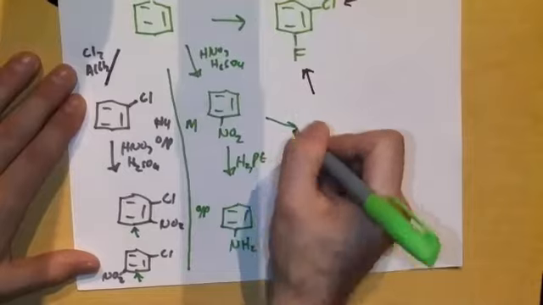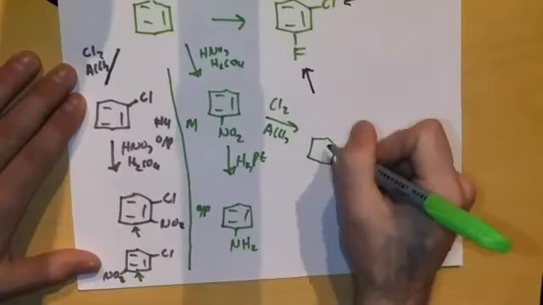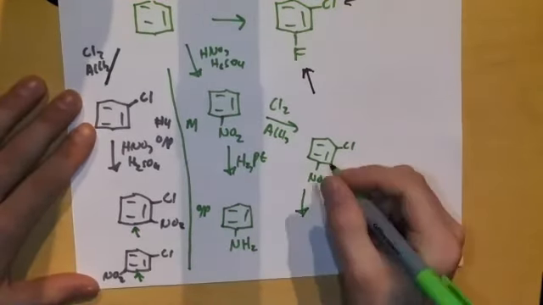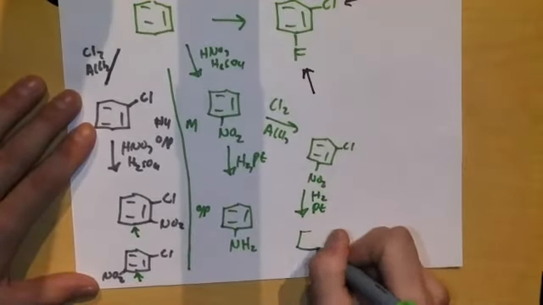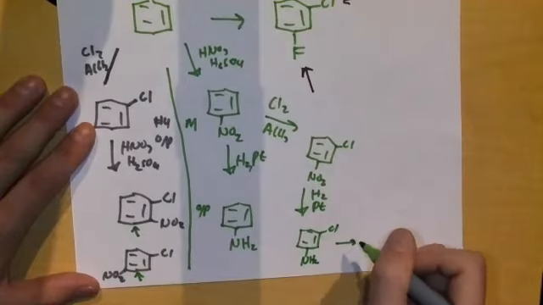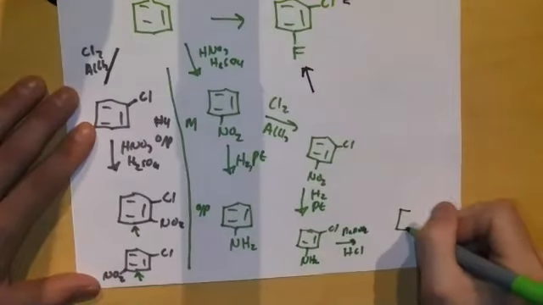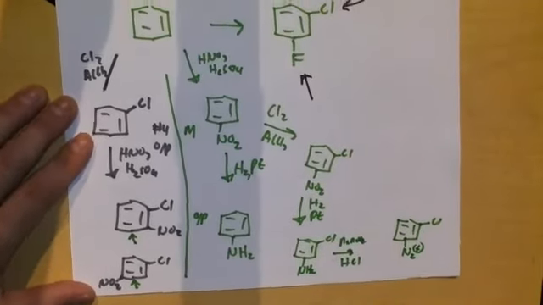So I have a meta director here. If I throw in my Cl2, AlCl3, I can chlorinate. And then from here, I'm just doing the diazonium pathway, which you guys will get used to because you're probably going to have to do it a bunch of times. And it's always the same reactions. So H2, NaNO2, HCl, so that makes my diazonium.